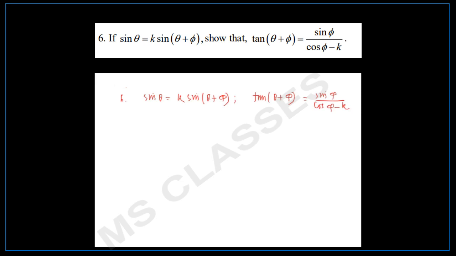How simple? As I told you, at first you always have to see what you need to prove here, what is there in the RHS and what you have in the LHS. This part is the RHS which you need to prove. So what is the basic difference, children? Here theta plus phi and phi is there. Here theta plus phi is there, but here you have theta.